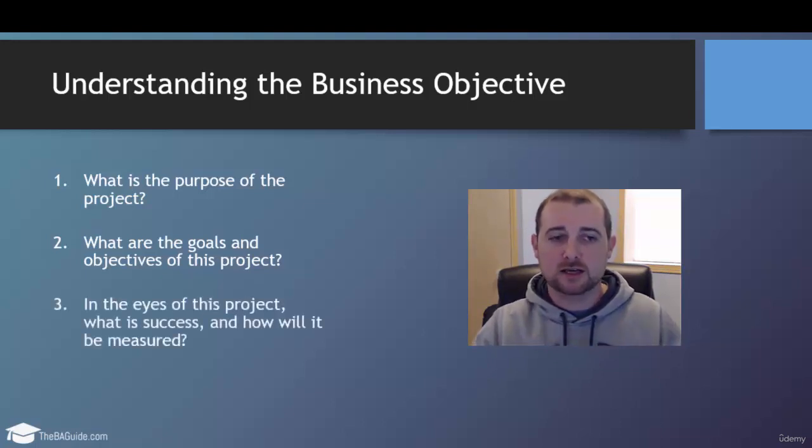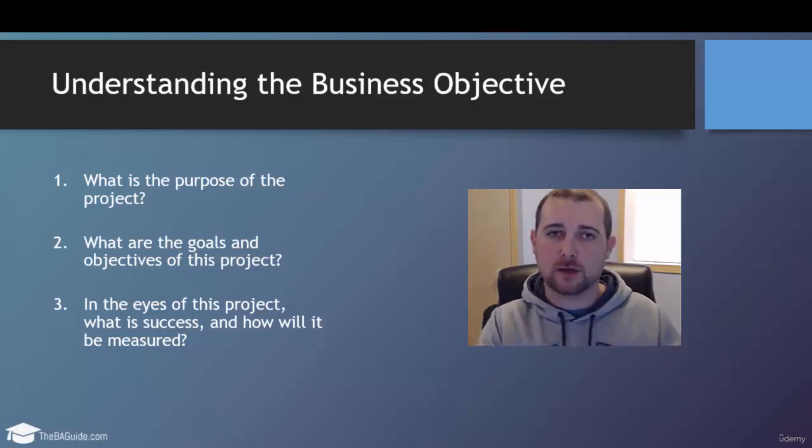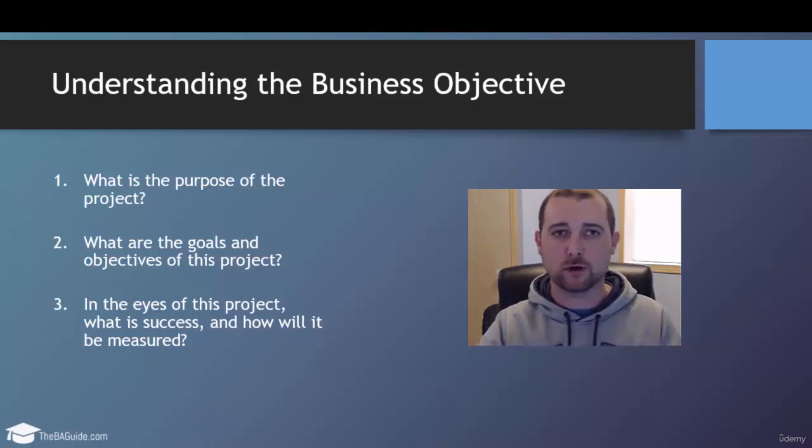And the third question is, in the eyes of this project, what is success and how will it be measured? If you don't know what success looks like, you're going to have a very hard time hitting success. So know what success is. Know how it's going to be measured. In our scenario, success could be that the time a person takes to solve a case from a customer standpoint is less than 24 hours. Maybe that's the metric, and that's what they're having you shoot for.